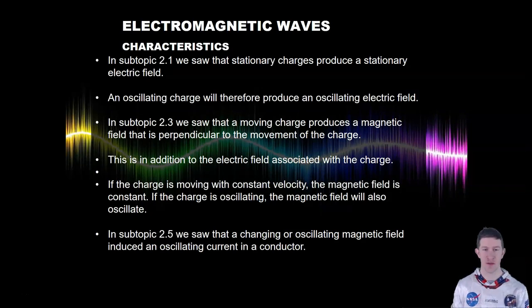In the subtopics from before, we saw that a stationary charge produces a stationary electric field. If we have an oscillating charge that's moving around, it produces an oscillating electric field. Then in the slightly later topic in 2.3, we saw that if we move that charge, it produces a magnetic field that is perpendicular to the movement of the charge. So remember, a moving current or a moving charge produces a magnetic field. That's really important because that's exactly why we have this electromagnetic wave effect.